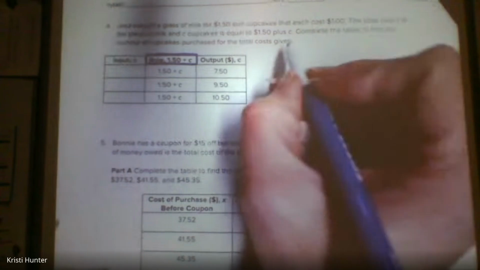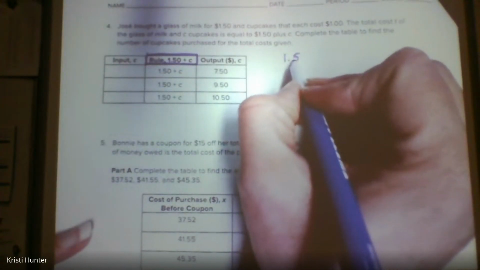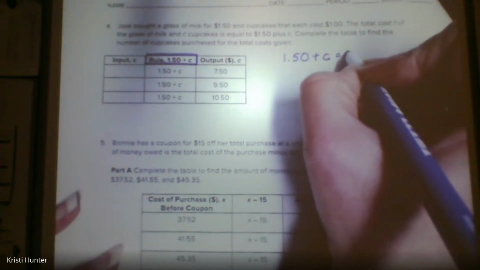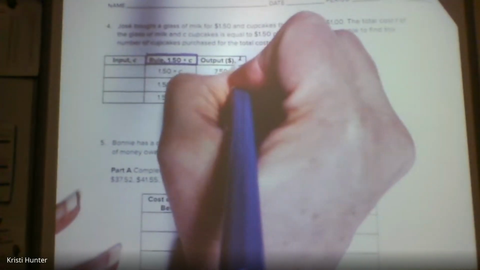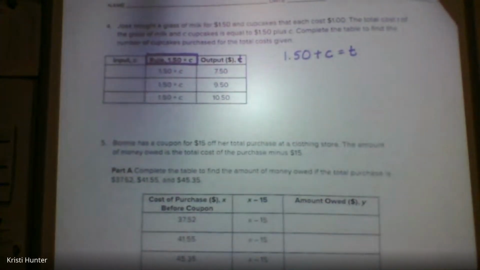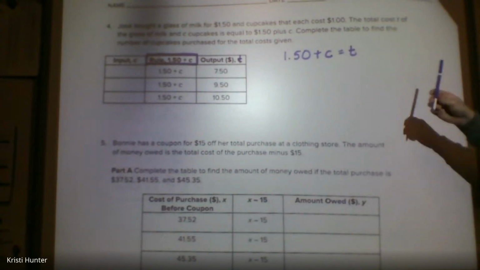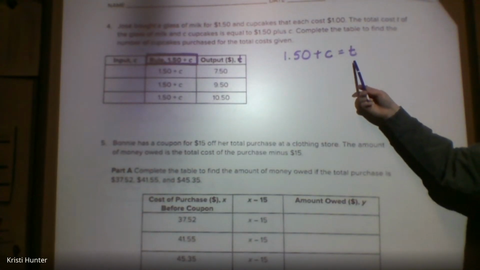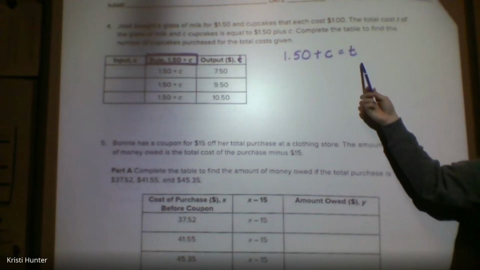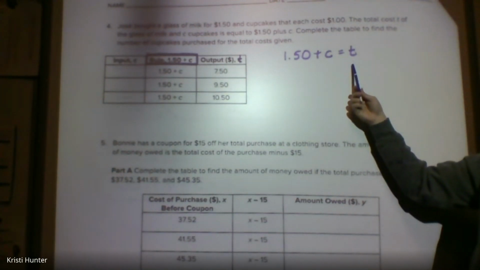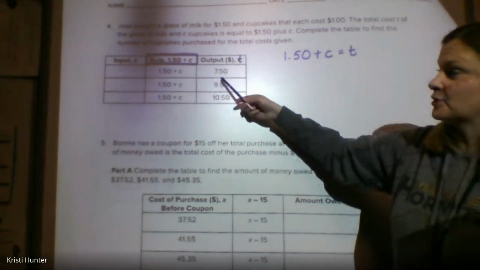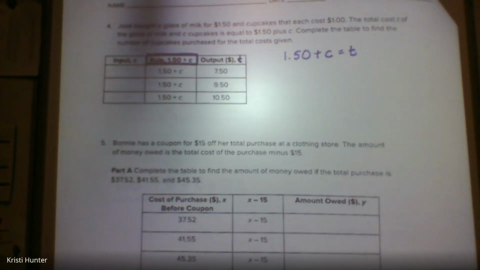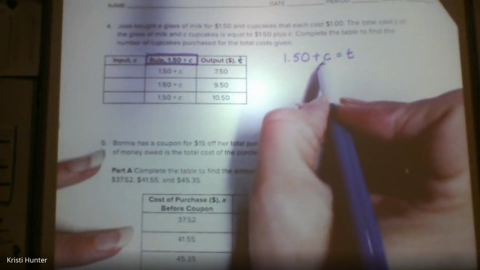So again, I have to think about what I know about addition. I know if I take 1.50 plus C, I'm going to get my total cost. They should have put a T here instead of a C because we wouldn't have the same variable twice. So my total cost has got to be the biggest number, right? When I add, my total cost is going to be the biggest number. So this output number is going to be the biggest number. I'm trying to find the missing input number that goes right here.